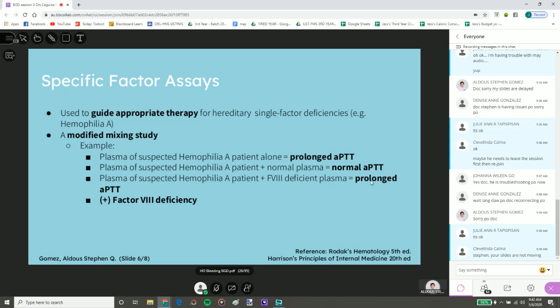We also have specific factor assays, which is used to guide appropriate therapy for hereditary single factor deficiencies, such as your hemophilia A, which is a deficiency of factor 8. So it is a modified mixing study. So we have here, for example, we know that a patient with hemophilia A would have a prolonged APTT due to the deficiency of factor 8. If we add normal plasma, we would expect that APTT would normalize. However, if we add a plasma which we know as factor 8 deficient and it is prolonged, we could deduce that that patient has factor 8 deficiency and is a hemophilia A patient.